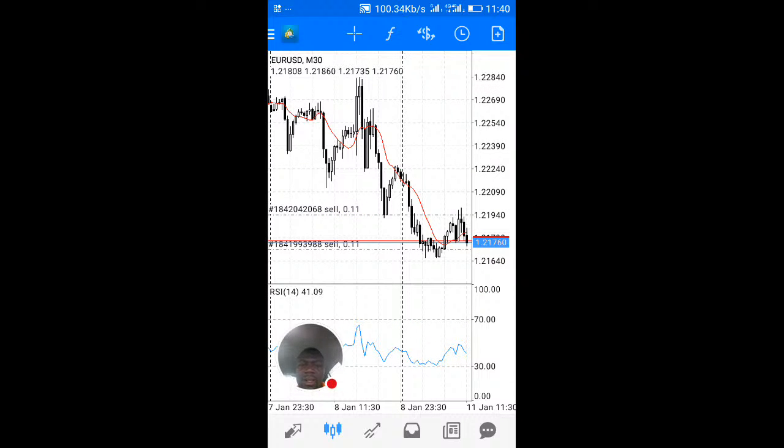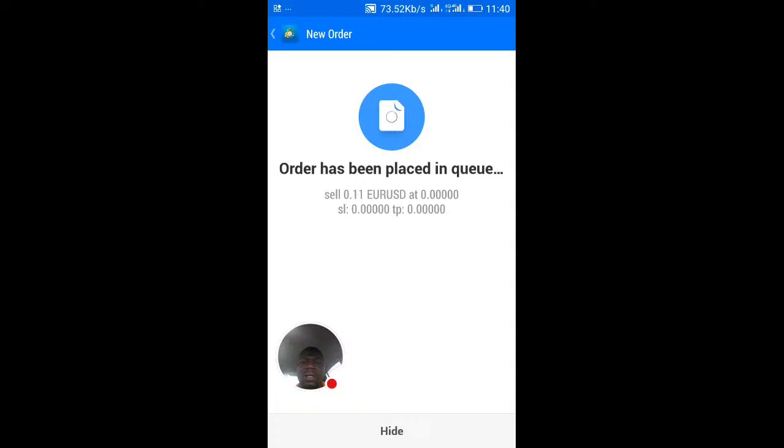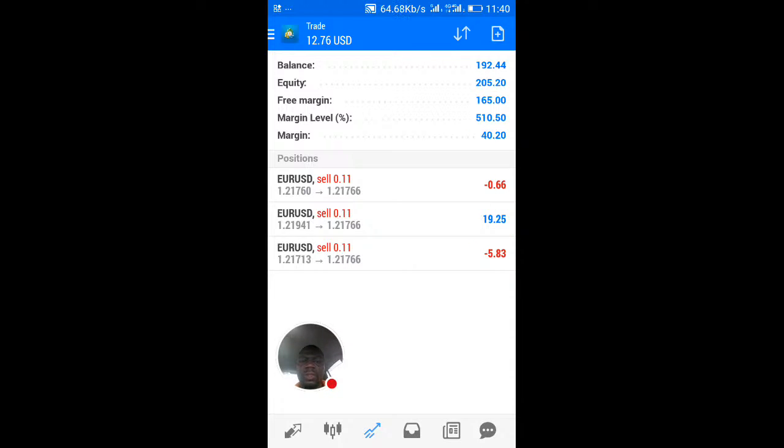Buy was rejected there, and you can see the pattern here. It is also showing a sell. So I can increase another trade here. I can place a sell again. As you can see, now I have 3 positions.